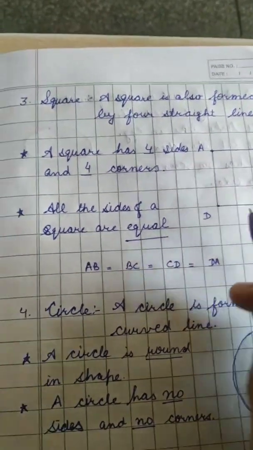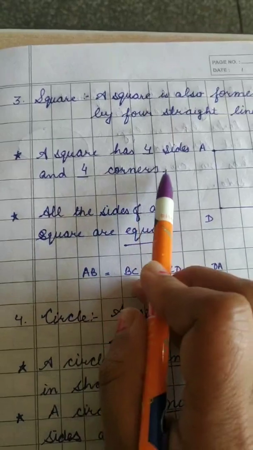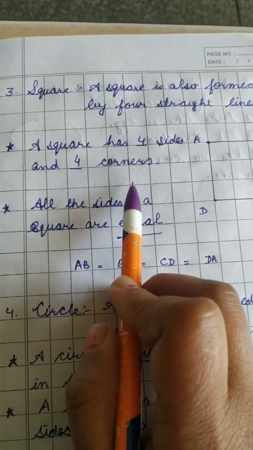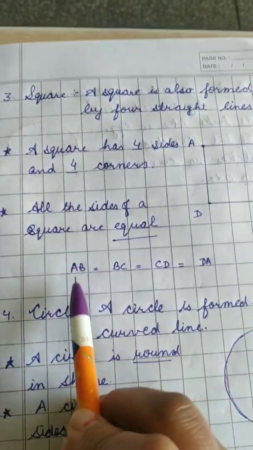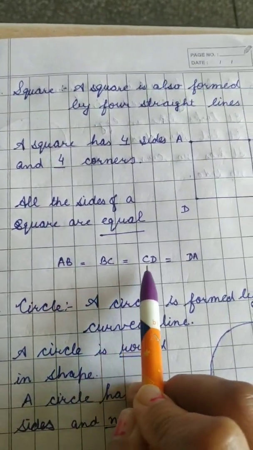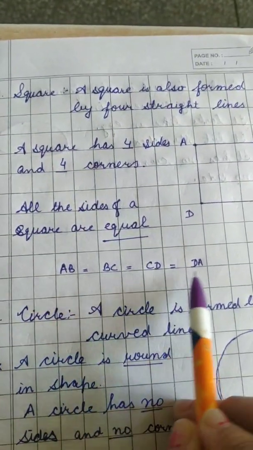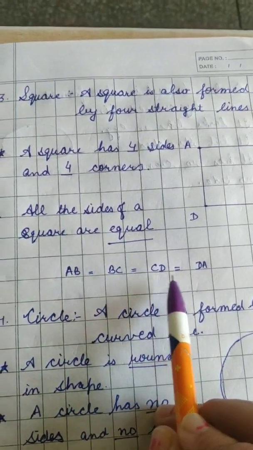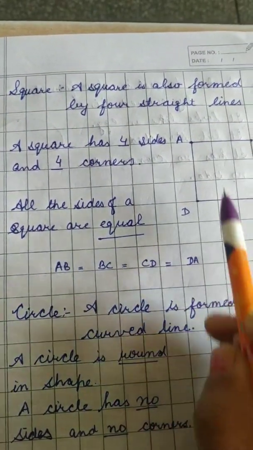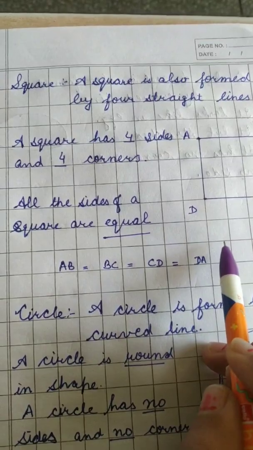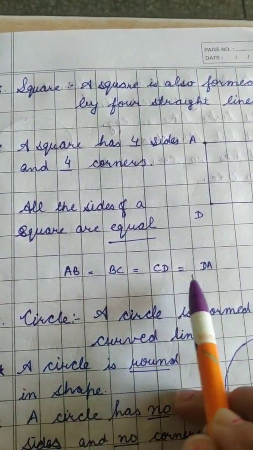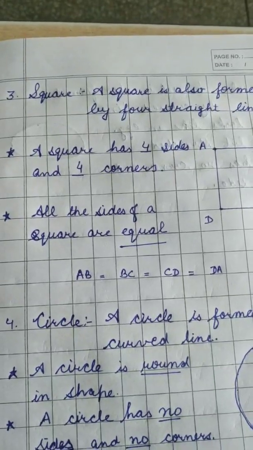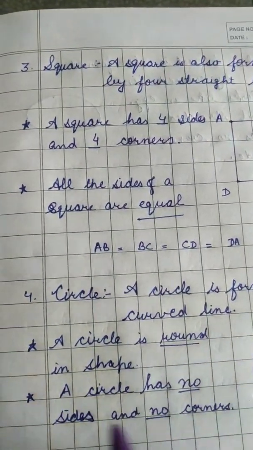Let's read out. A square has 4 sides and 4 corners. All the sides of a square are equal, means AB, BC, CD, DA. See children, this is not mandatory to learn. This is just for your knowledge I have given that these are the sides and all the sides are equal. You just can remember this one. These sides you need not to learn because it can go in the higher classes also. So you will learn in the higher classes.